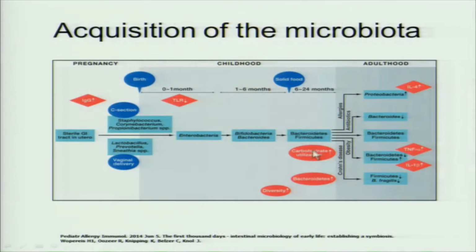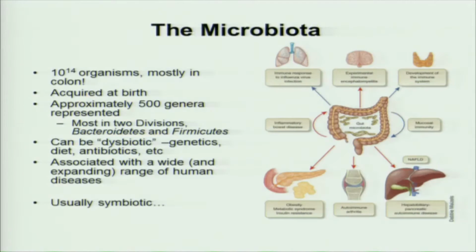And this changes over time with the introduction of solid food, and you get great diversification depending on your diet. And in adulthood, there's lots of variations and lots of studies over the years characterizing associated taxonomic community structure of the microbiota in various disorders. And let me back up.